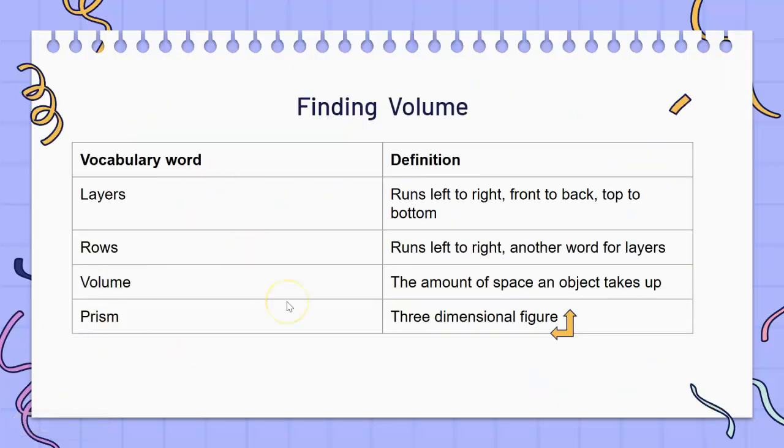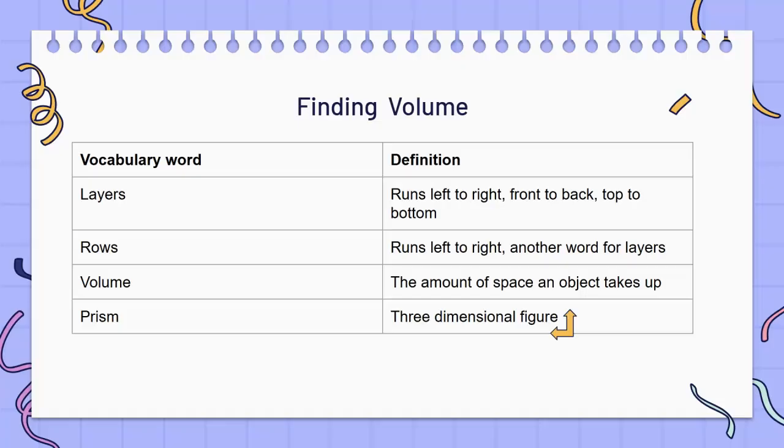Here are some words that I want you to think about. Your teacher might have gone over these with you as they reviewed the lesson. One of the words is layers. Layers can run from left to right, right to left. It can run from front to back, or top to bottom. Another word that you may see on assessments would be rows. How many rows do you see? Again, a row can run from left to right, right to left.